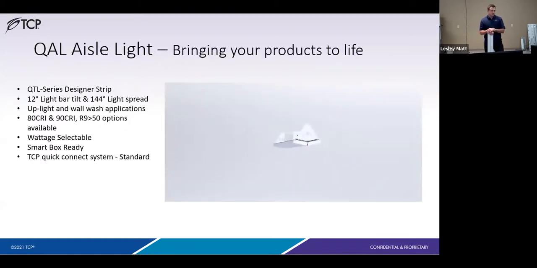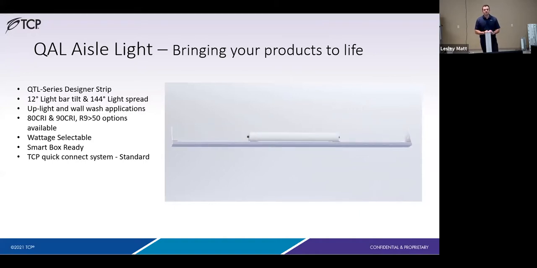Cool. So here's the Aisle Lighter. There's just a quick video on the side there that'll continue to go so you guys can see it. So this is designed to be more of a designer strip. We have a 12-degree tilt in the bar that achieves a 144-degree light spread. So what that means is you're going to get light now where you actually need it, which is on the aisleways themselves. So product on the shelf, we're going to see it way better than we ever have before.